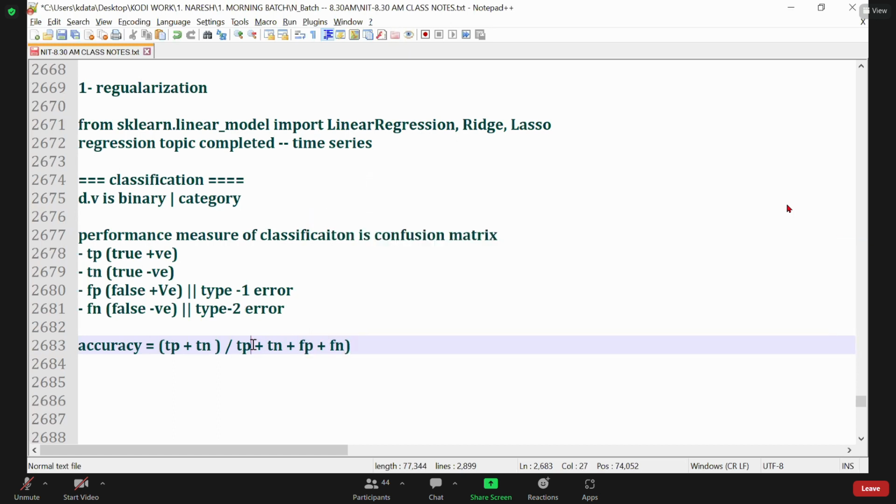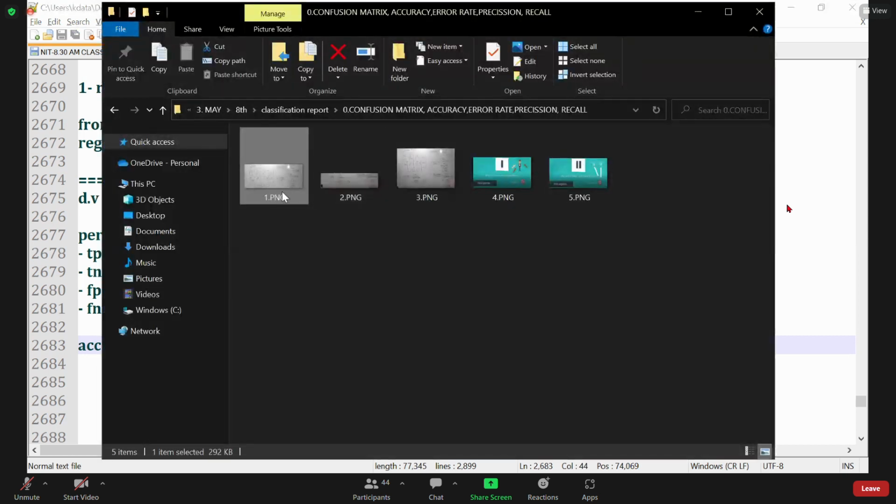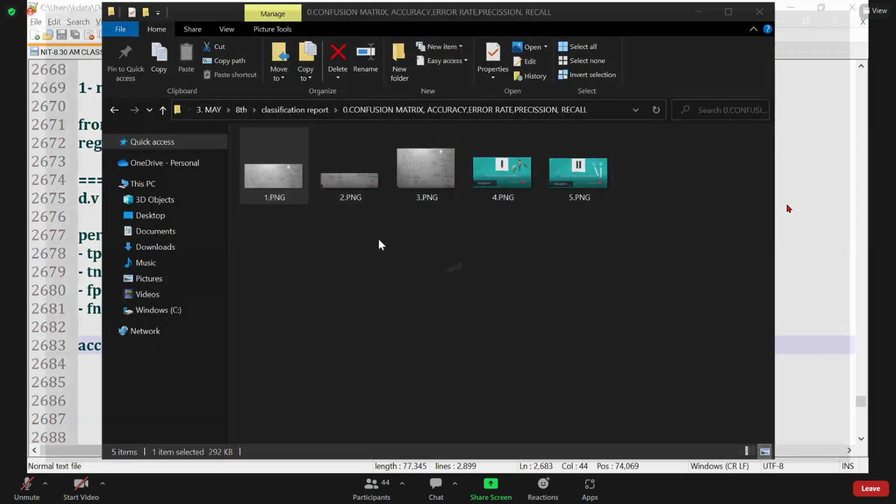Understand this one. How to compute the classification model formulas, I will explain all those things in the practical. Just today, try to understand the equations. Just one moment, I'll go back and open the slide one more time.